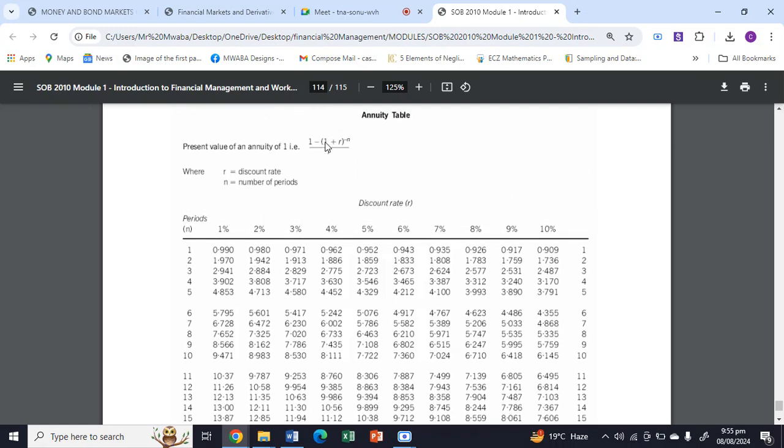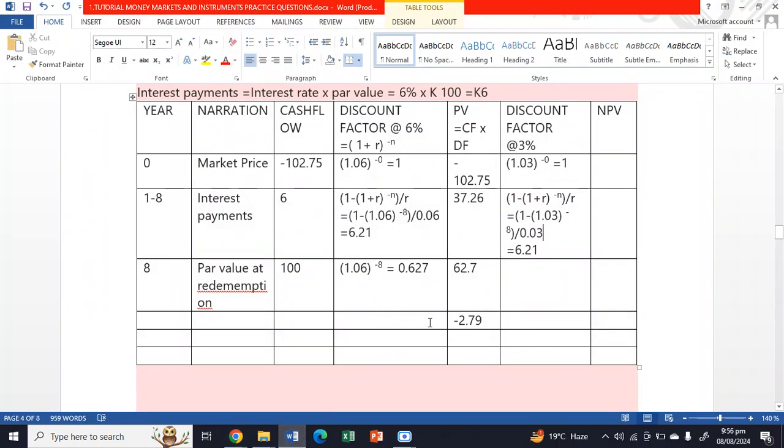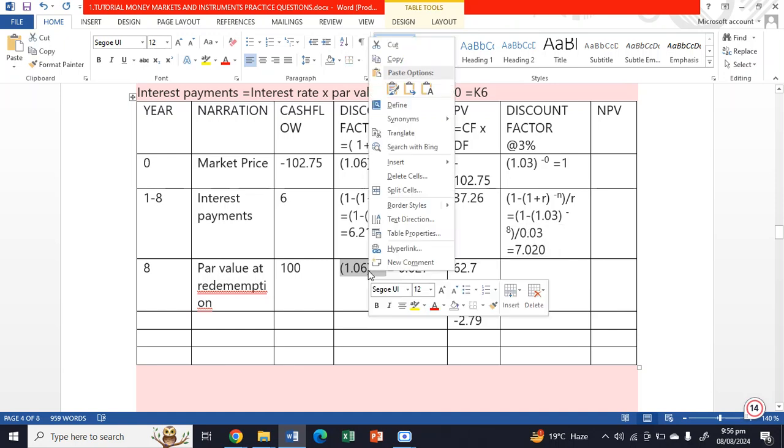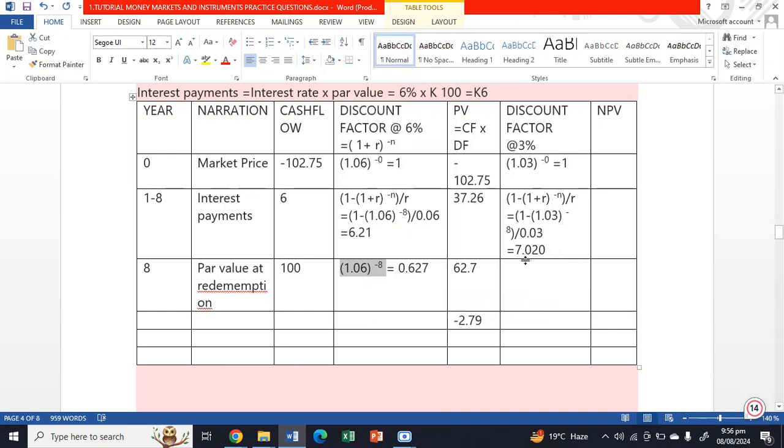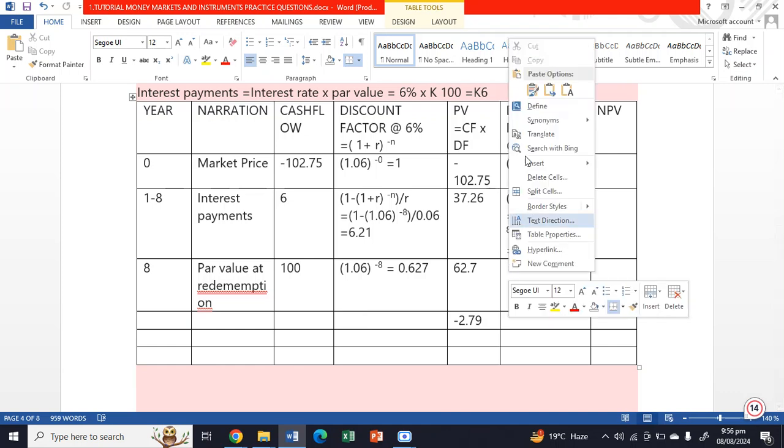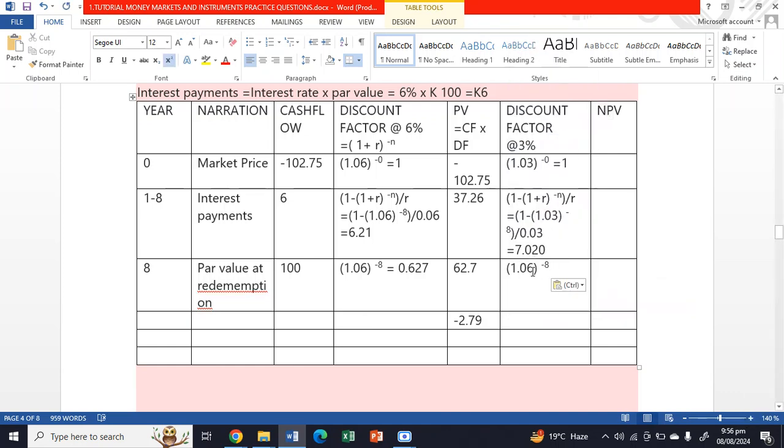Here's the formula here. Our discount rate, 3%. Number of years, 8 years. So our annuity factor will be 7.020. Those who are doing the calculations, you get a value close to this one. Let me know if you get a value close to it.